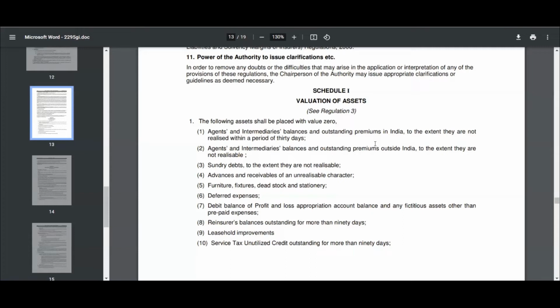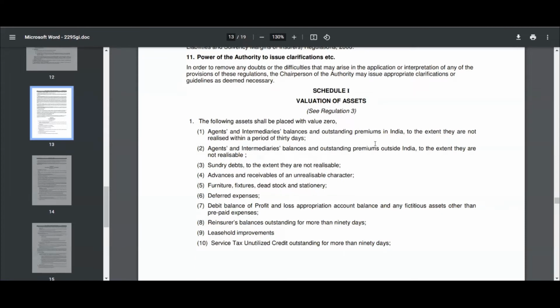Now the following assets would be given a value of 0 in the balance sheet. That is, intermediary or agents' balances outstanding for a period of more than 90 days, to the extent that they are not realizable, and that applies in India. And even if it is outside India, to the extent that it is not realizable. Sundry debts, furniture, fixtures, stationery items. So you will not give any value to these assets, although these are assets.